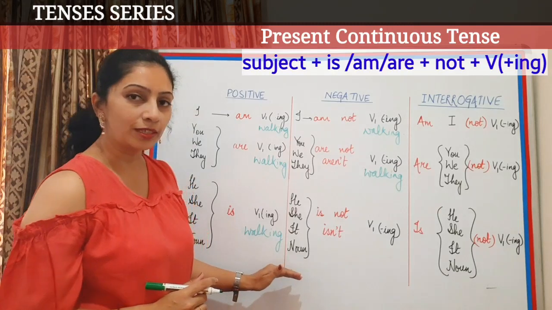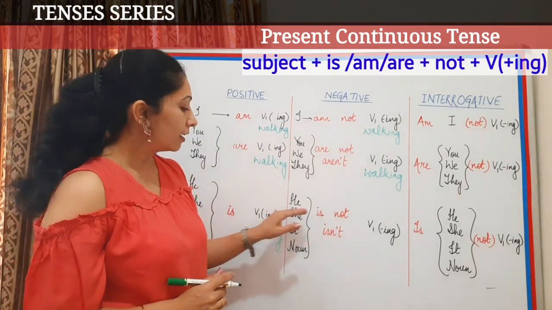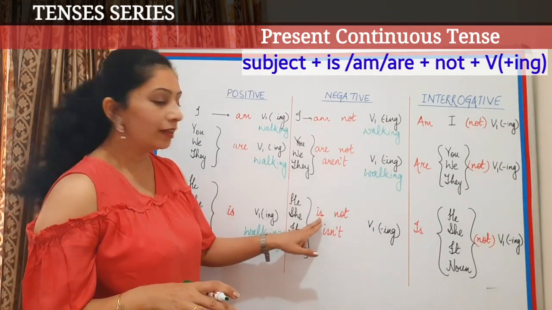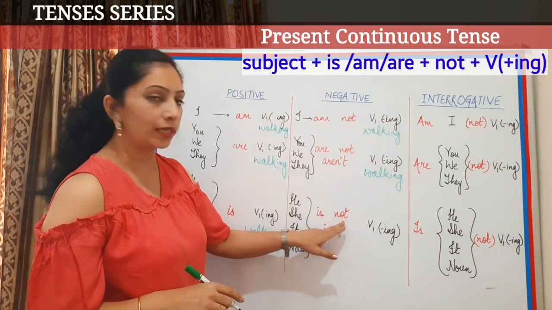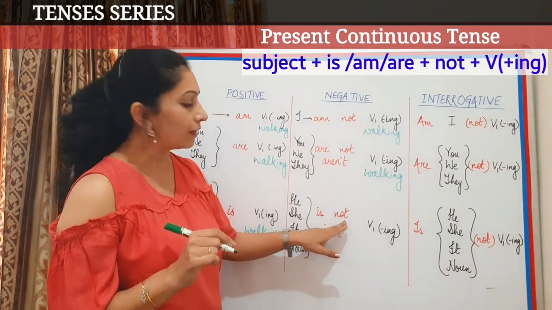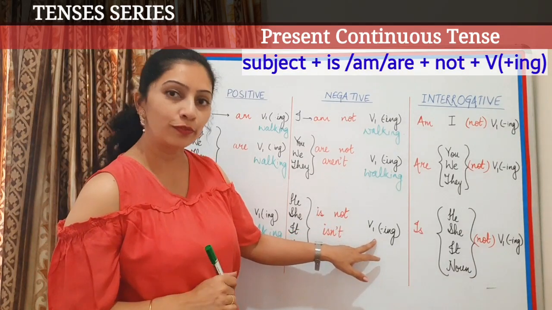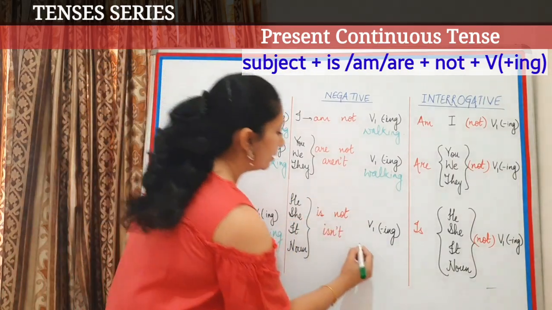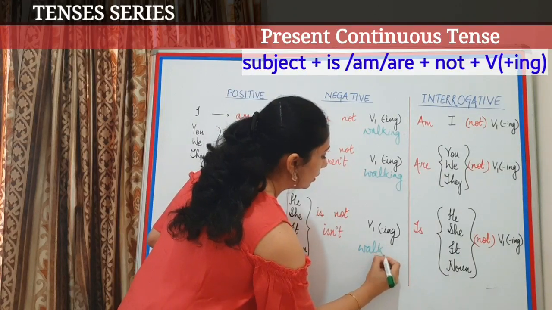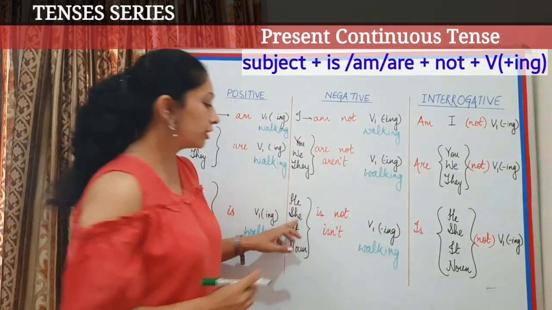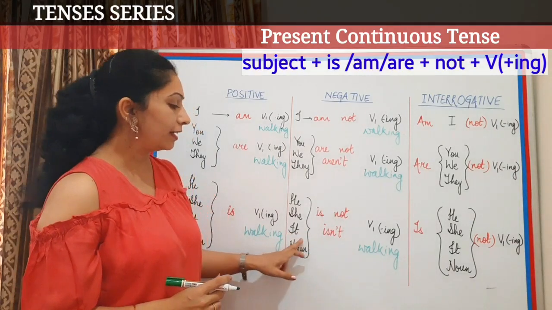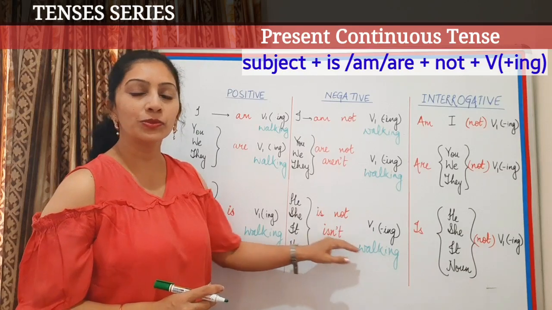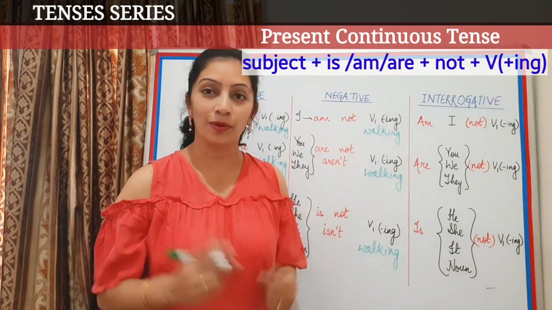Come to the next set of subjects for negative formation. He, she, it or anybody's name will always take the auxiliary verb is followed by the word not in the negative, and verb in the ing form. Let's try to make sentences on this using the same verb. He is not walking, she isn't walking, it isn't walking, Raj isn't walking, Shaina isn't walking, and Ria isn't walking.